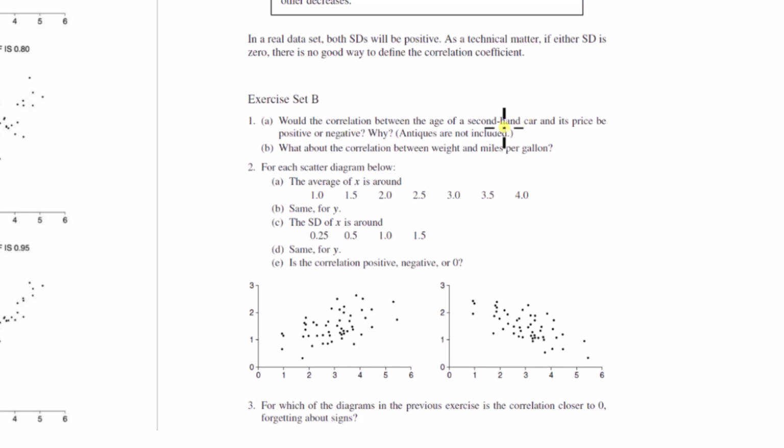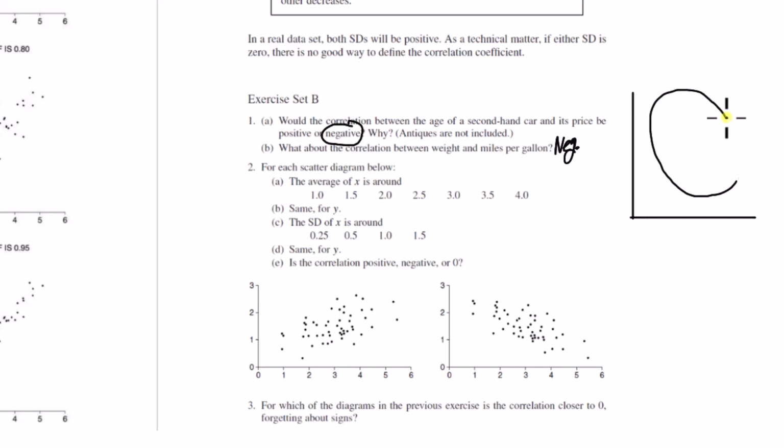Okay, so here we've got two negative associations. In general, and this is negative as well. In general, for both of these scatter plots, if you put a circle around the cloud of points, it's going to be slanted negatively.